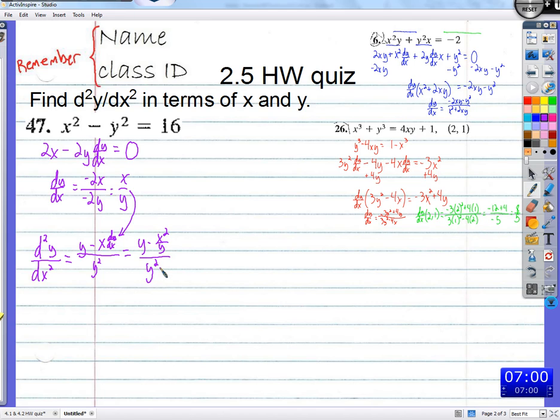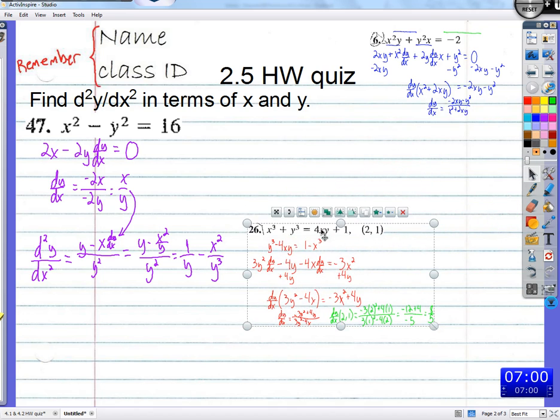Then let's just leave it. We could just divide both of them by y squared if you wanted to. So y over y squared would be 1 over y, minus x squared over y divided by y squared would be x squared over y cubed. Where'd the x squared over y come from? How'd you get that? We got x times dy/dx, and dy/dx is x over y. So we replace dy/dx with x over y. There's a second derivative for you using implicit differentiation. Now we have this much room, so I'll make it a little bigger.